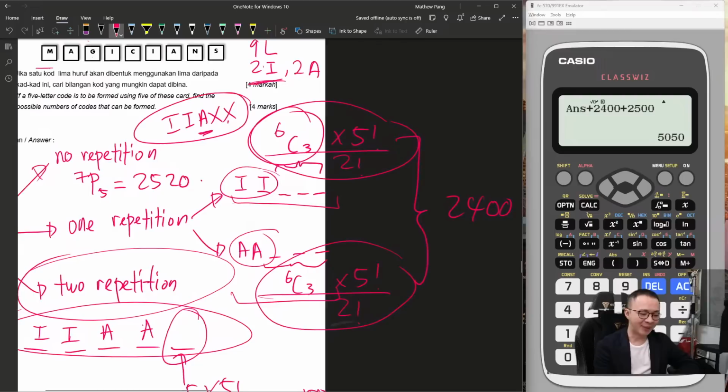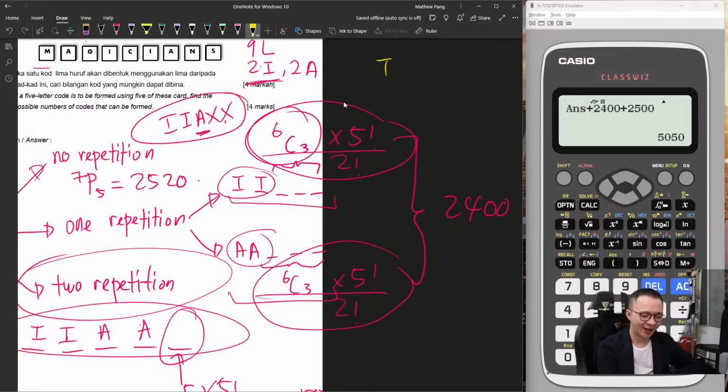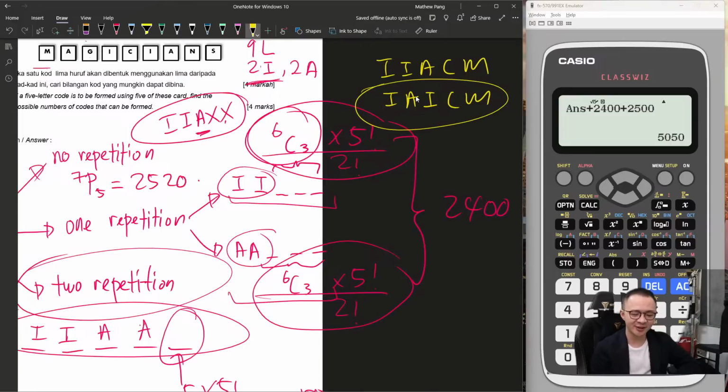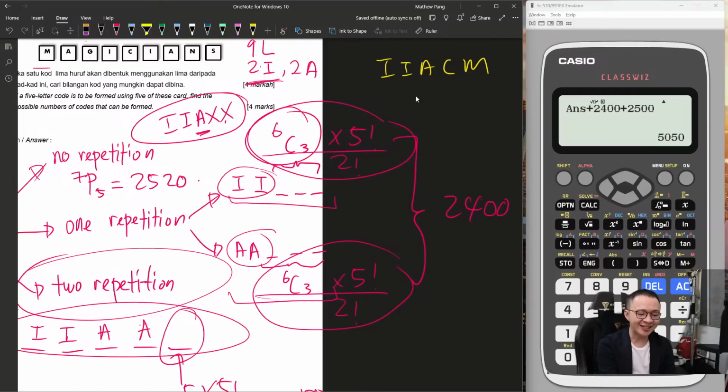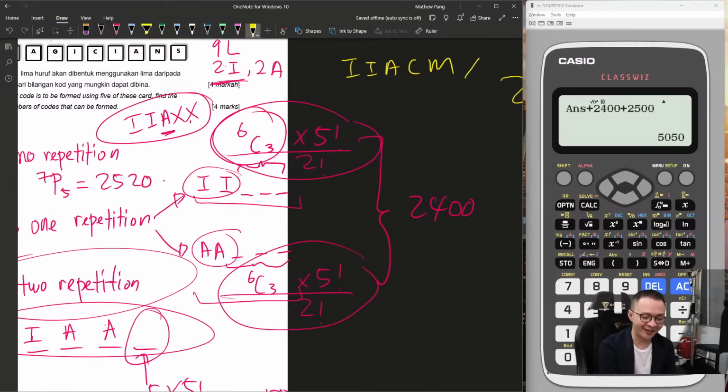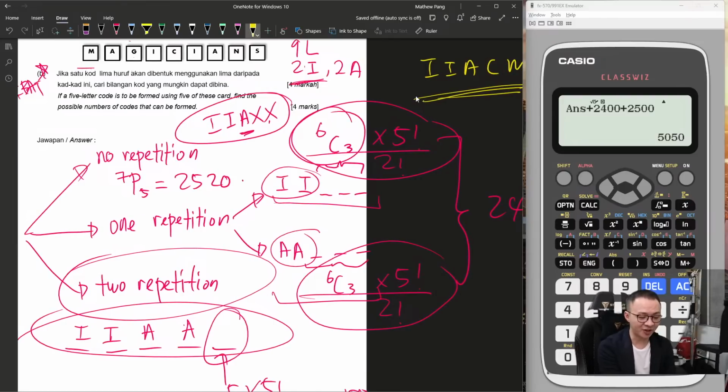So that means my code can still be IIACM, or my code can still be IAICM. So is it this one considered? We still need to consider this kind of code, right? It includes one of the A. Because if you take it out already, that means the examiner thinks this code can never exist. But we are trying to use common sense, because this question doesn't say any condition like we should exclude any kind of code, right?